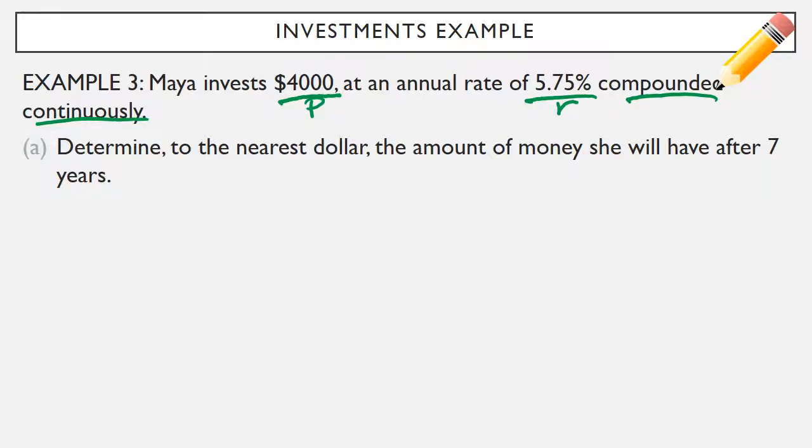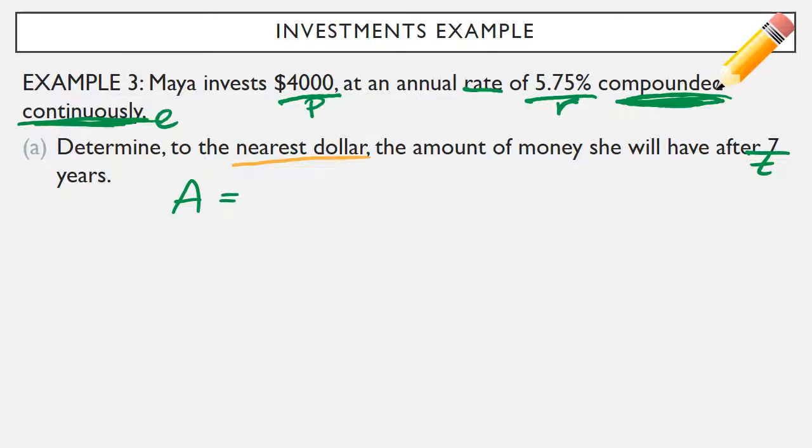I have a rate. It even tells me rate. That makes it nice and easy. Rate of 5.75. Compounded tells me my formula, specifically continuously. So that means base e. So that might be helpful to jot that down. Now determine to the nearest dollar. It's telling me how to round the amount of money she will have after 7 years. So there's my time, meaning I don't know how much money. I don't know my amount.